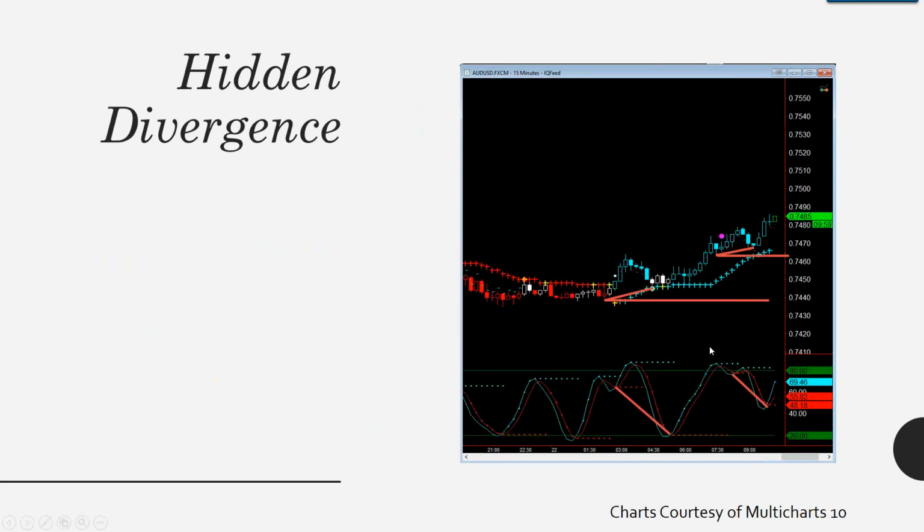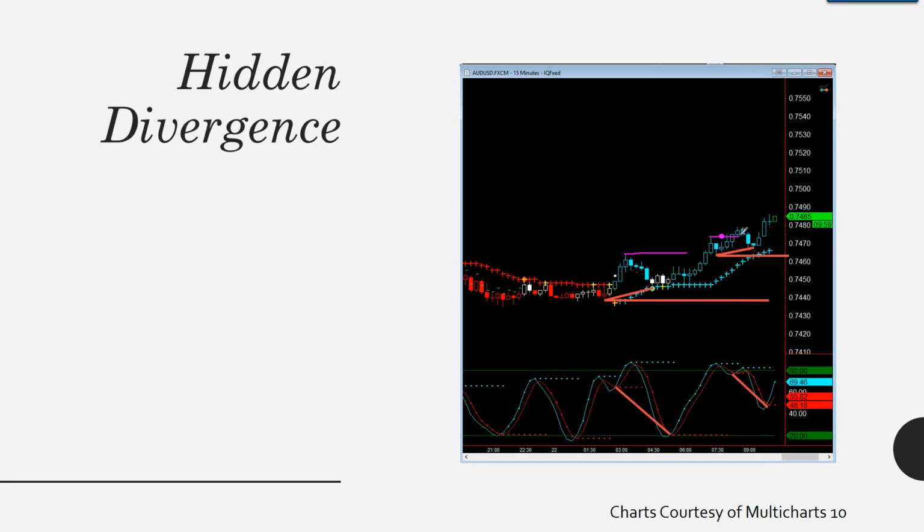Now, hidden divergence is really quite the opposite. In this case, you're making higher lows, but you're making lower lows in the stochastics. And this is real important because whenever you see this, you can expect price to go up and take out that high off of hidden divergence.